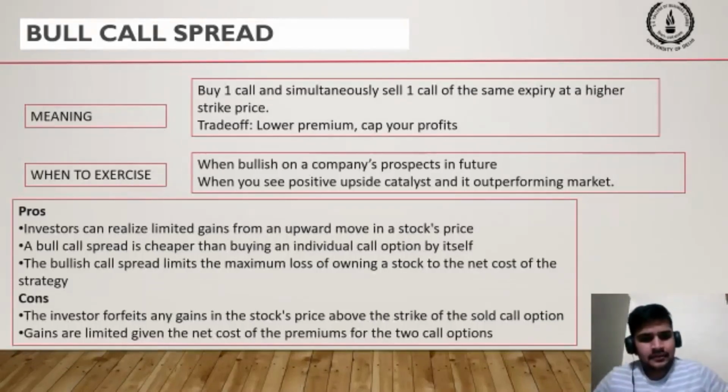So of course it does provide us with some kind of security, but it also caps our profits as well. So that's a pro and that's a con as well. It is of course cheaper than buying a normal call, so that's a pro. So yeah, let's move forward.